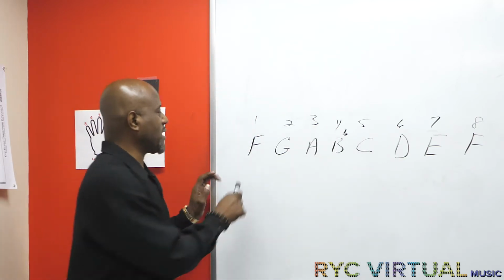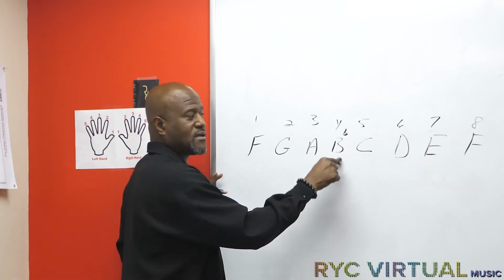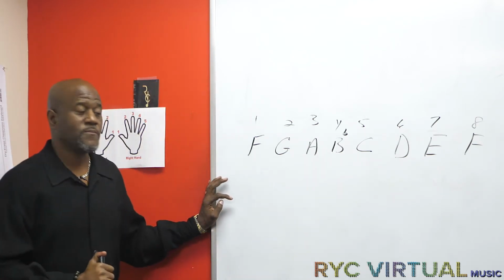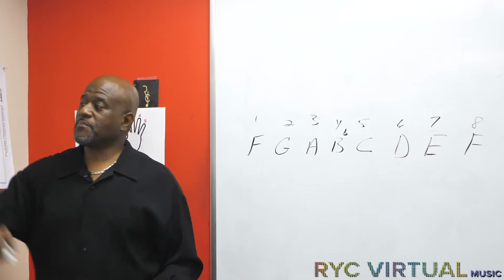That means when you play all these notes, when you get to B, you don't play the B natural anymore. You're going to play the B flat. So let's look at that up here.